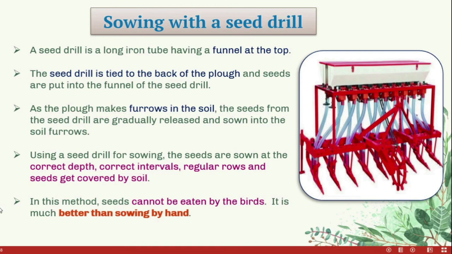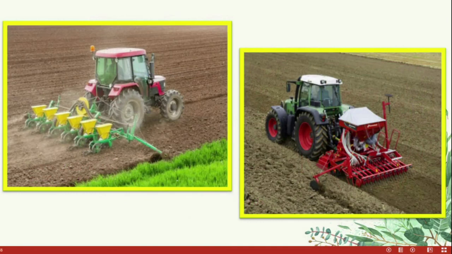When comparing sowing by hand and the seed drill, the seed drill is the best one. In this method, seeds cannot be eaten by the birds because the seeds are placed at the right place and also covered by the soil. So when comparing the two, it's much better than sowing by hand. Look at the picture. This is the seed drill device.